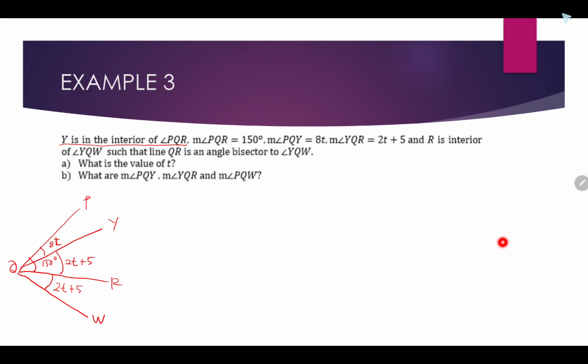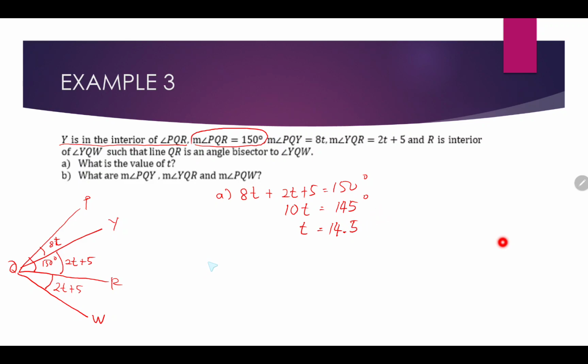So we need to answer question A. What is the value of T? Based on this hint, where the measurement of angle PQR is 150, we total up PQR, where 8T plus 2T plus 5 equals 150. So we have 8T equals 145 and T equals 14.5.